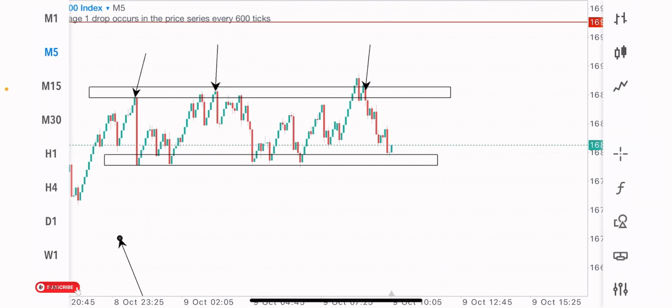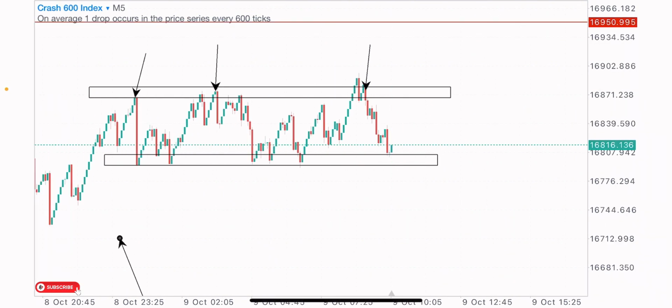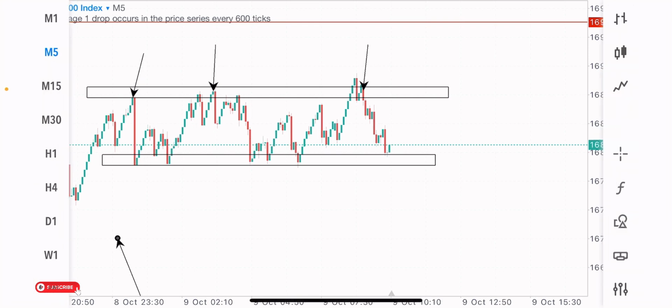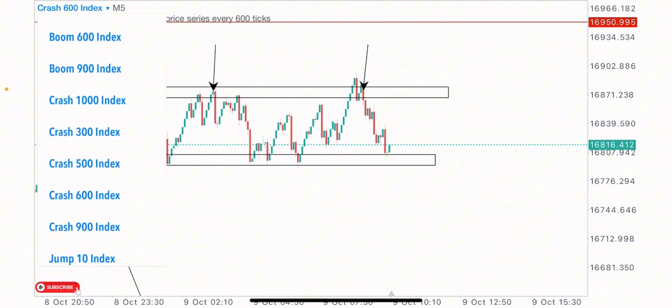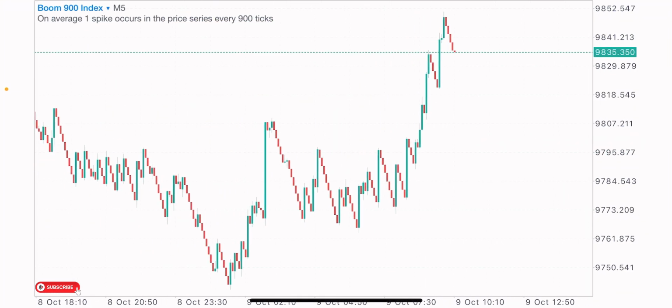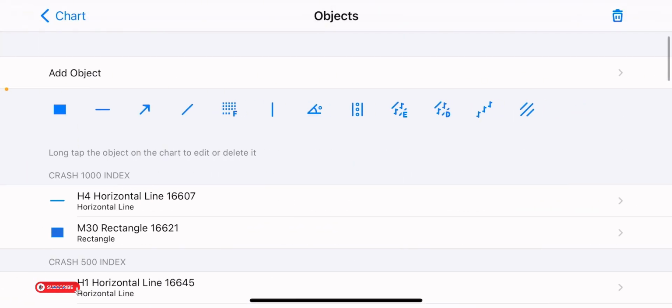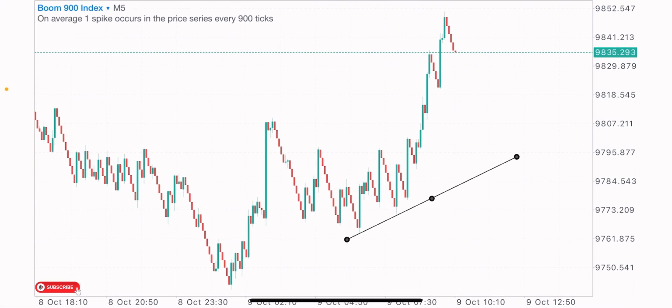So the same thing is applicable to the boom indexes. We only buy, catching the spikes to the upside. So let's check one of the boom indexes. Let's check boom 900 index. So on boom 900 index, we do the same thing, spot the market direction, and it's clear that this index is in an uptrend, creating higher highs and higher lows formation.